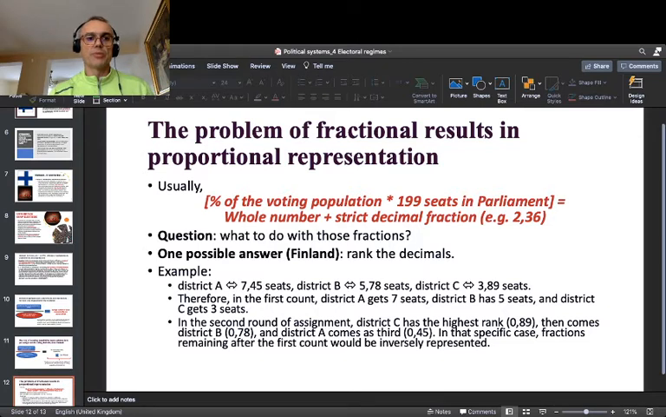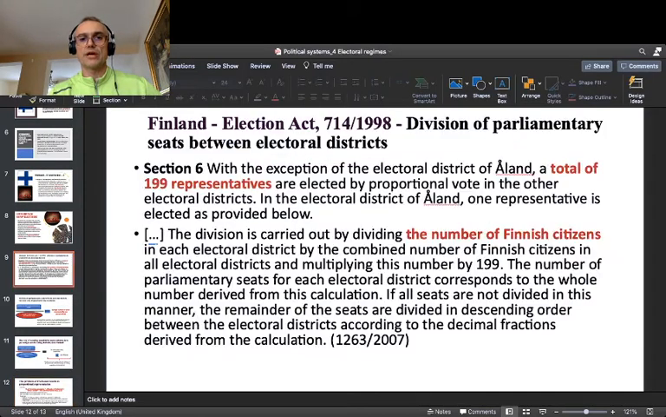And here we have that problem of fractional results in proportional representation. I return to that quote from the Election Act.